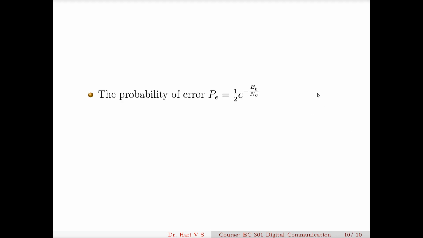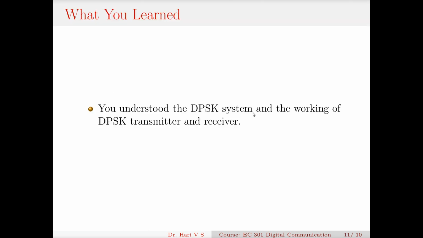And its probability of error is half e raised to minus Eb by N0. This derivation is not included in your syllabus, so I don't go into that. It is half e raised to minus Eb by N0. And when you come to the outcome of this session, you understood the DPSK system, the working of the DPSK transmitter and receiver, and of course the probability of error. Only you have to understand it. And we come to the end of this module.